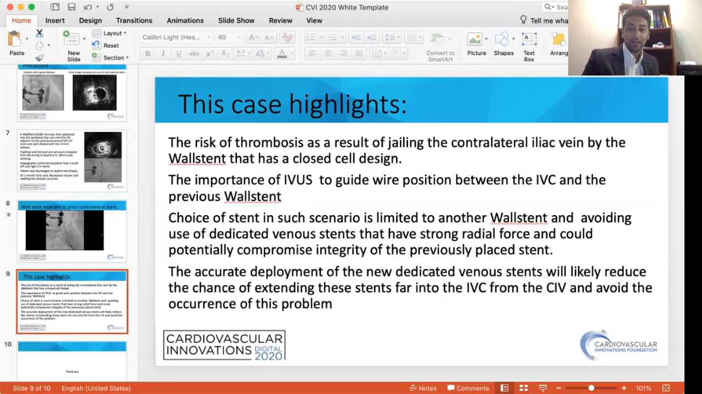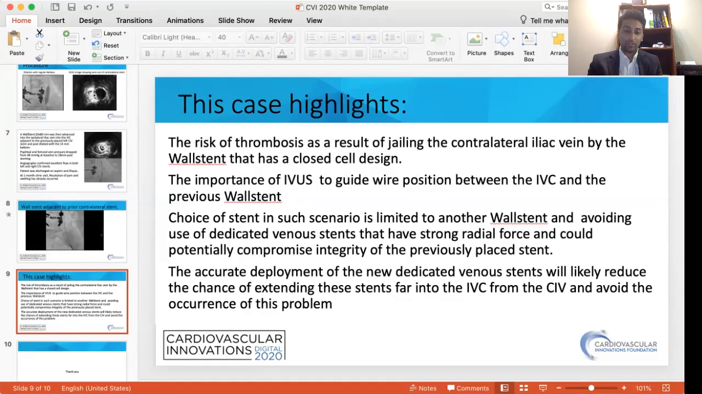So what this case highlights is that jailing from a contralateral iliac stent can occur and can result in an extensive thrombus, as in this patient. It's also important to highlight for the interventionalist that the use of IVUS is really helpful, not just to guide the stent size as in this case, but also to make sure that the wire is outside the contralateral stent struts, as this can complicate the procedure if any mistake happens.